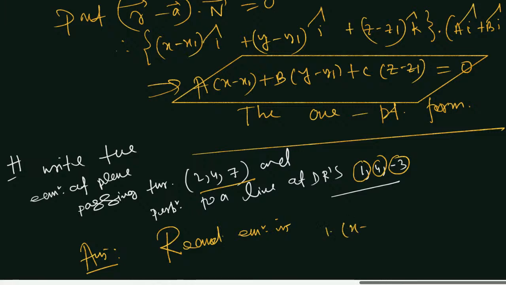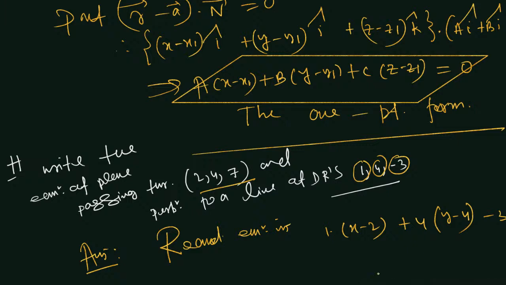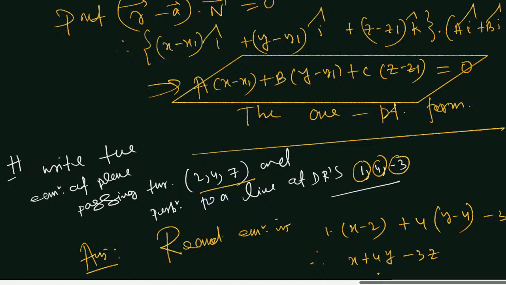1 into x minus 2, 4 into y minus 4, x plus 4y plus 5 equal to 0. So simple.